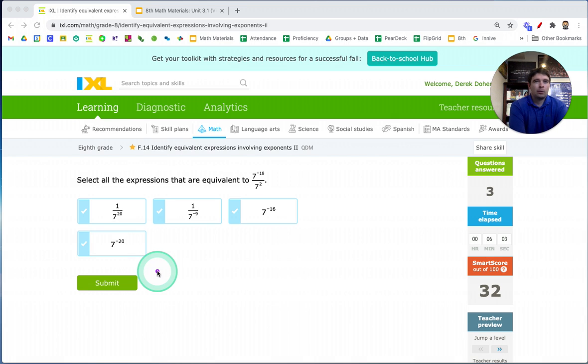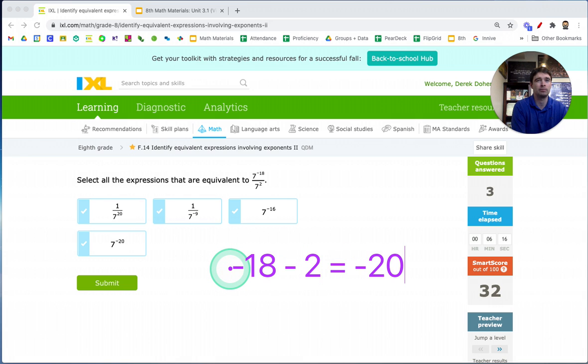Next one, I'm going to ask you again. Pause the video if you're watching with us. Try to think through this yourself before I show it. But here we see the same base divided, so I'm going to just be following my division rule. Same base, I take the top exponent and I subtract the bottom exponent. Negative 18 minus 2 gives me negative 20. So I know that this is the same thing as 7 to the power negative 20.